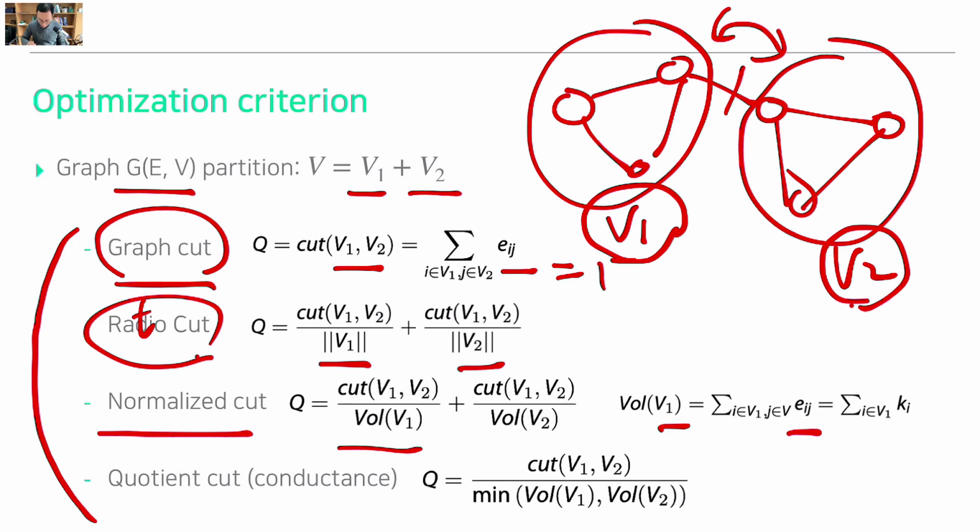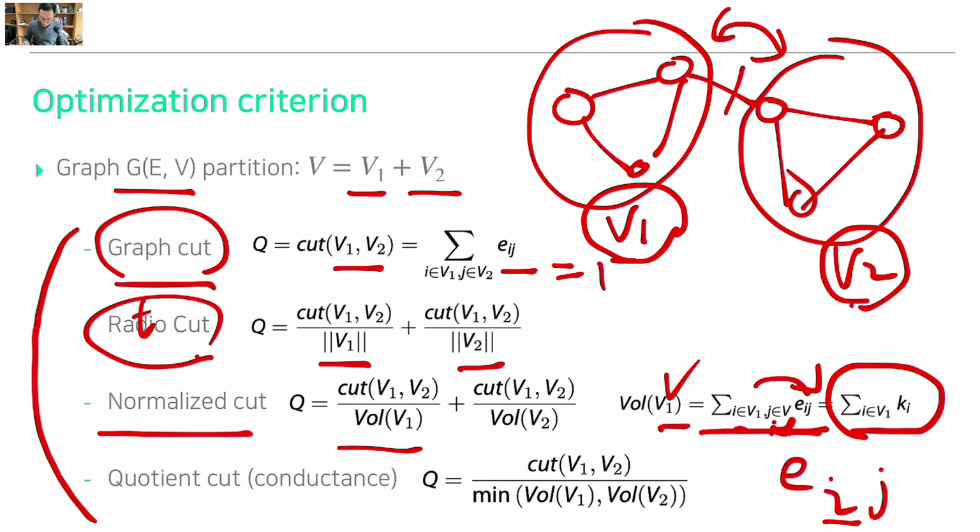So I'm sorry, it is from the V1 to all the other vertices. So from the E_ij, I is from the V1, and J is from the entire vertices, right? So we get this information. This is actually the same as the sum of the node degree, where K_i is the degree of node I. So we use this edge-wise information, and we get the normalized cut.